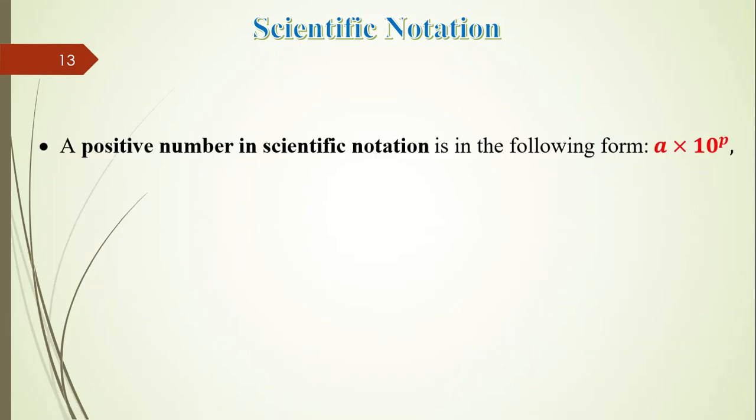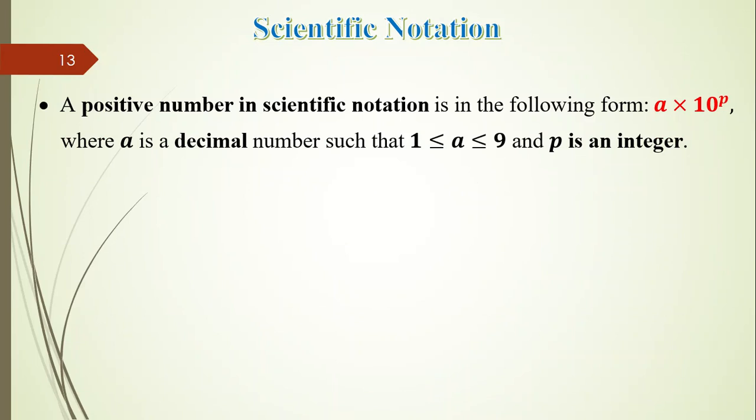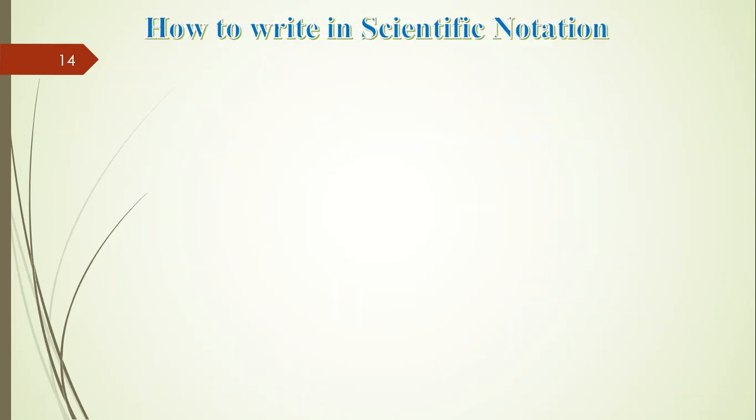Scientific notation. A positive number in scientific notation is in the following form: a times 10 power p, where a is a decimal number such that a is between 1 and 9 and p is an integer. How to write in scientific notation?